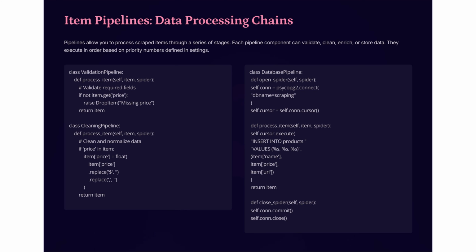Item pipelines process scraped data through stages like validation, cleaning, and storage. A validation pipeline checks for required fields, dropping items missing a price. A cleaning pipeline normalizes data, converting price to a float. A database pipeline manages database connections, inserting items into a PostgreSQL database. Each pipeline executes in an order based on priority settings.